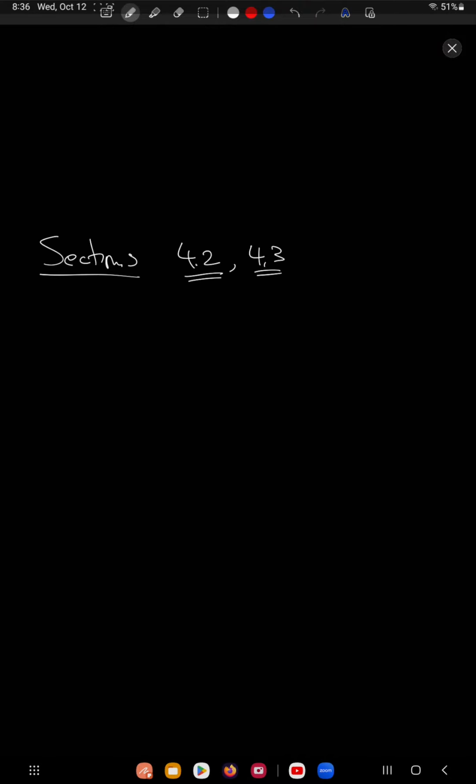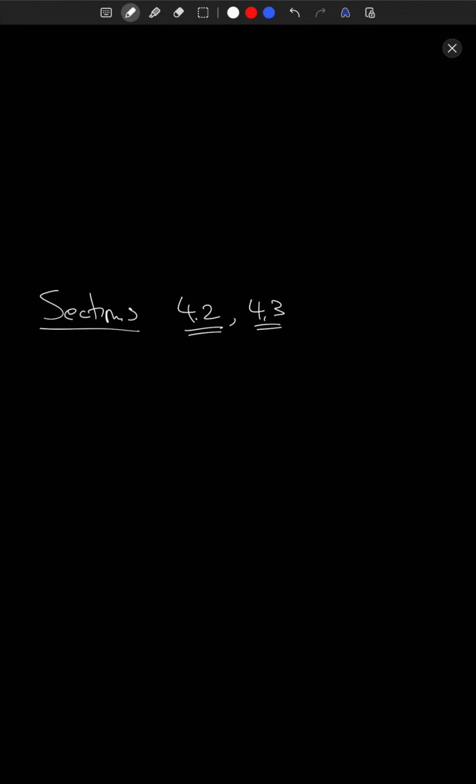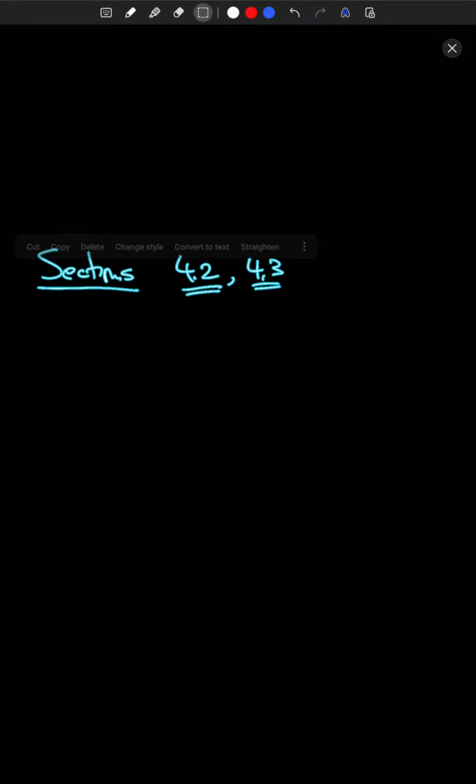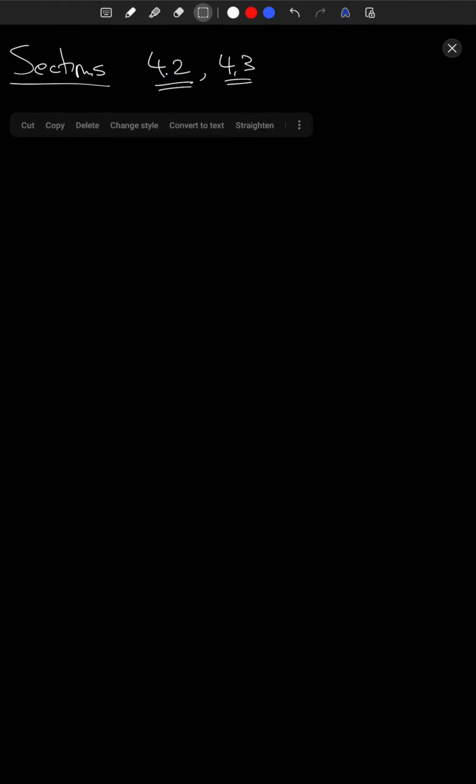All right, so we're going to do sections 4.2 and 4.3 together. 4.3 will be the last part of this section, last part of this lecture. The reason we're putting them together is because they actually fit together really well. They're about the same topic, and 4.3 is just a small extension of the ideas from 4.2.